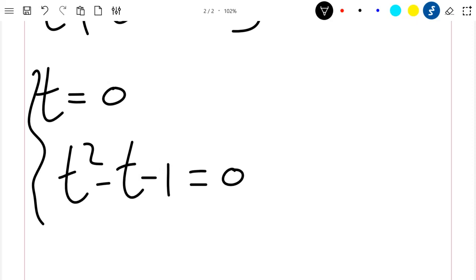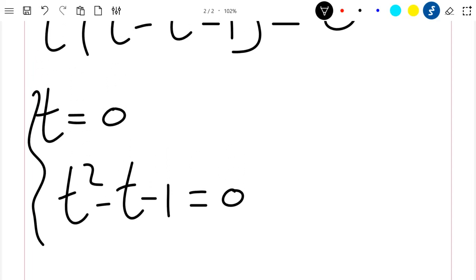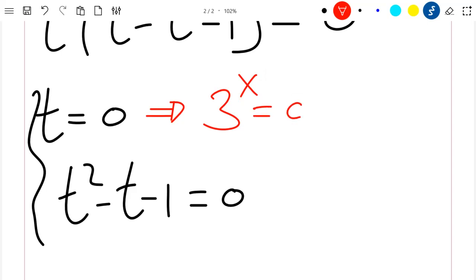Let's just take the first one. If t is equal to 0, it implies that since t was equal to 3^x, 3^x is equal to 0. And we can directly see that 3^x can never be equal to 0. So this equation has no solution.